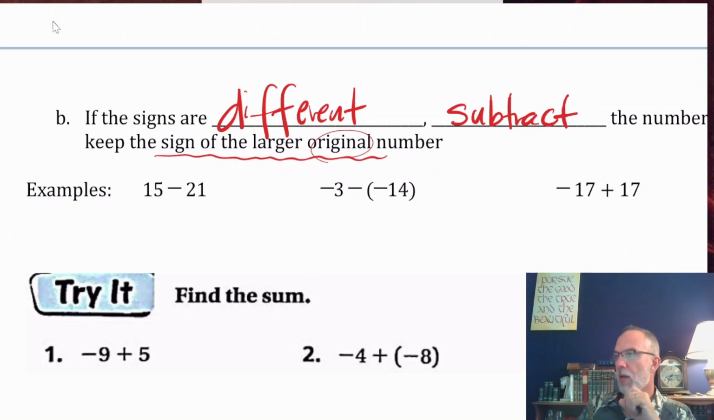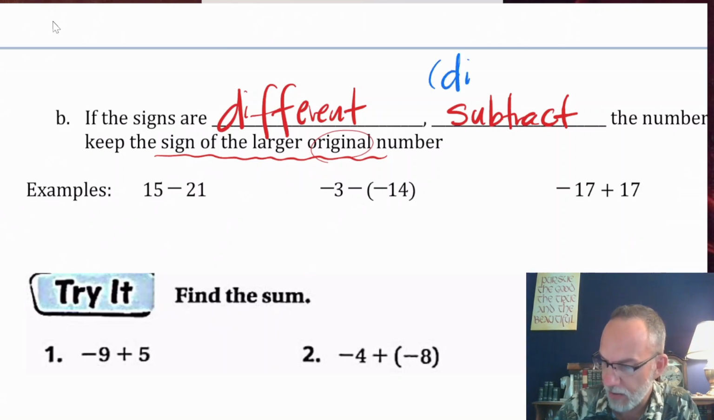This is a little bit different. Positives and negatives, when they have different signs, they cancel each other 1 to 1. And so if you have more positives than you have negatives, after that exchange, you're going to have leftover positives. So your answer is going to be positive. If you've got more negatives, then you're going to have leftover negatives. So if the signs are different, you subtract, or you might even say you find the difference.